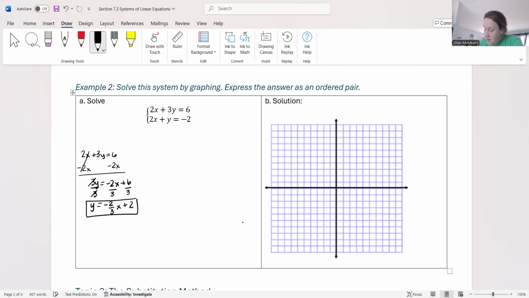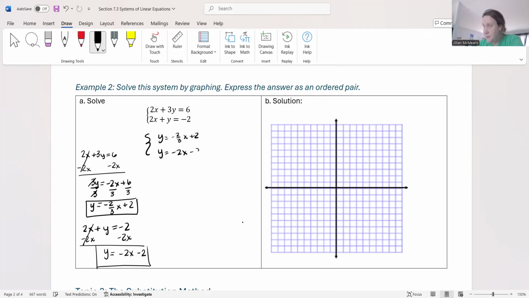Then the second equation, I have 2x plus y equals -2. Again, I want to solve it for y. I need to isolate the y term. To start that process, I need to move the 2x with subtraction. So I subtract 2x from both sides. On the left, 2x minus 2x is 0, and 0 plus y is y. And then on the right, we get -2x minus 2. So those are my two equations. An equivalent system would be y equals -2/3 x plus 2, and y equals -2x minus 2.